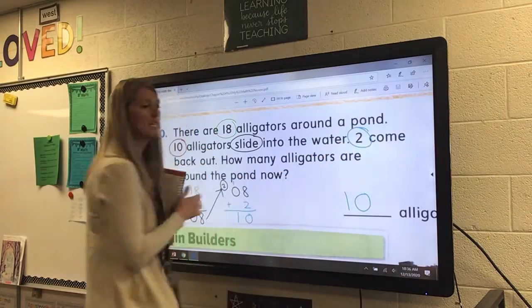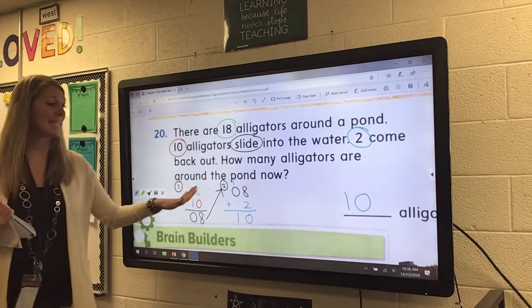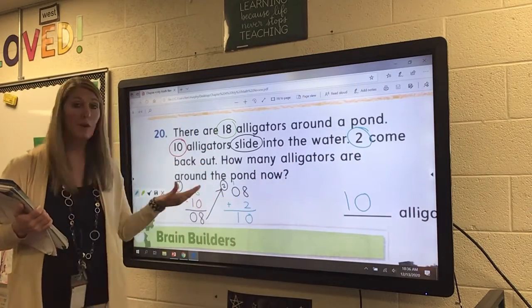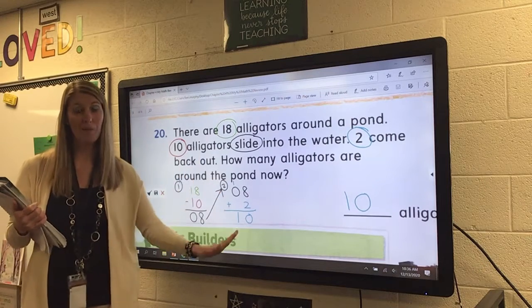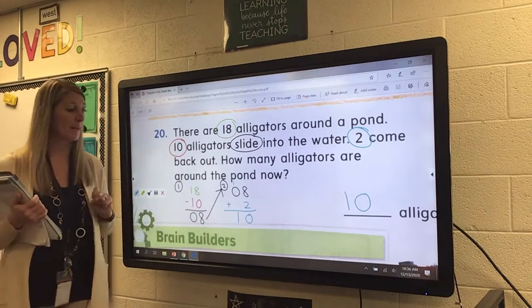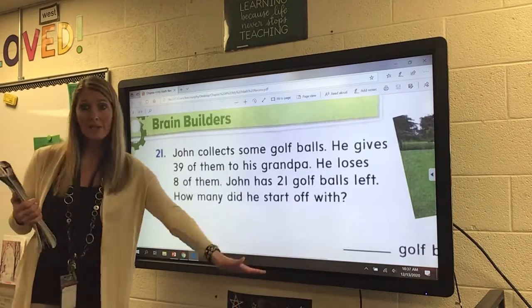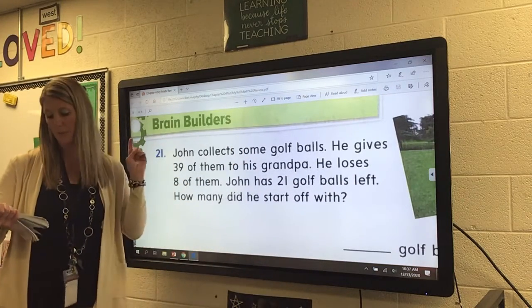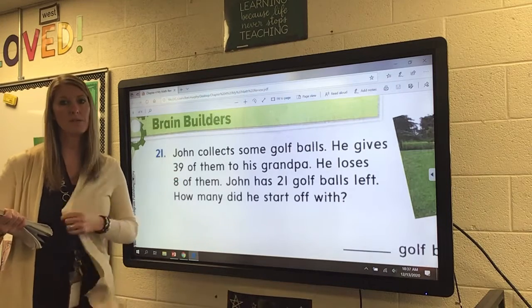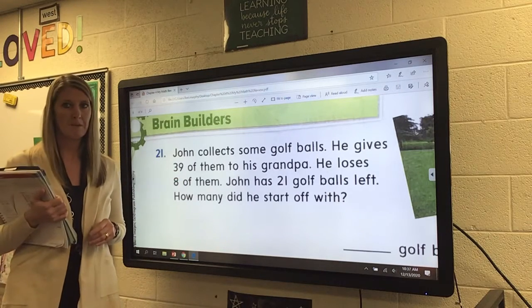All right, second graders, pause the video if you need to catch up. I need to see this work though. Mrs. Murphy wants to see this work. This is a 2-step problem and I helped you with it, so I want to see your work. Now, you guys can cross off the brain builders. There is number 21 and 22. Cross those off. We're not going to do the brain builders.